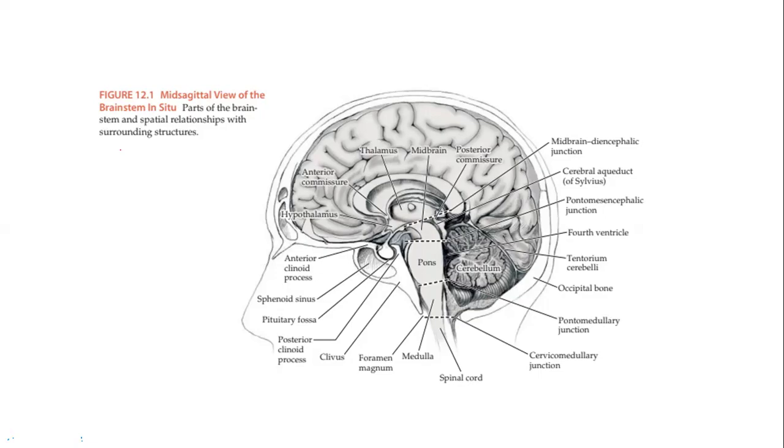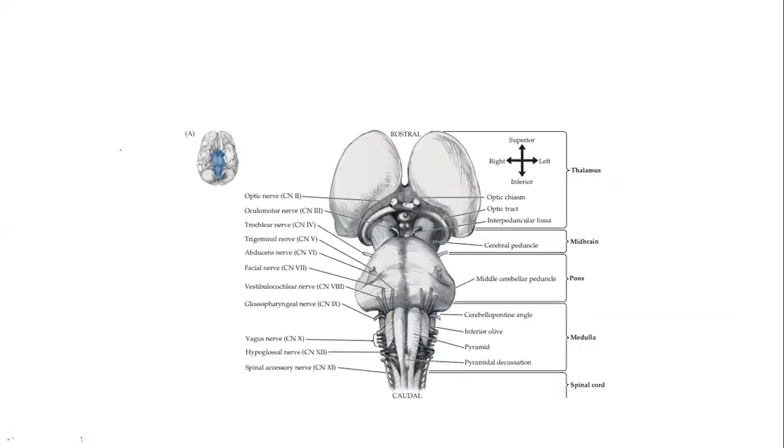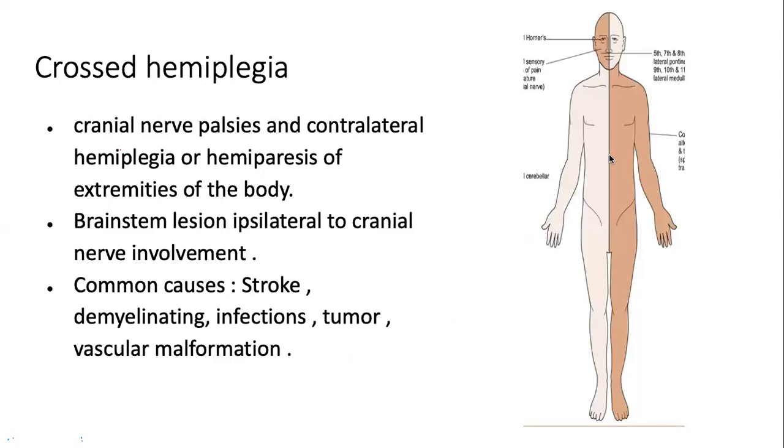But the characteristic feature that you have always to keep in mind when you are approaching patients who have a brainstem lesion is a term called crossed hemiplegia. Okay, so the patient will have something called crossed hemiplegia, which means there is a weakness in the face on one side, and contralateral weakness in the upper limb and lower limb of the body.